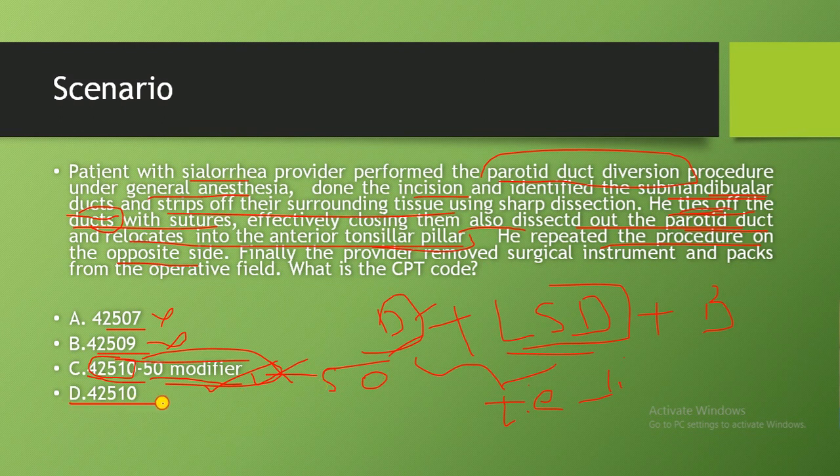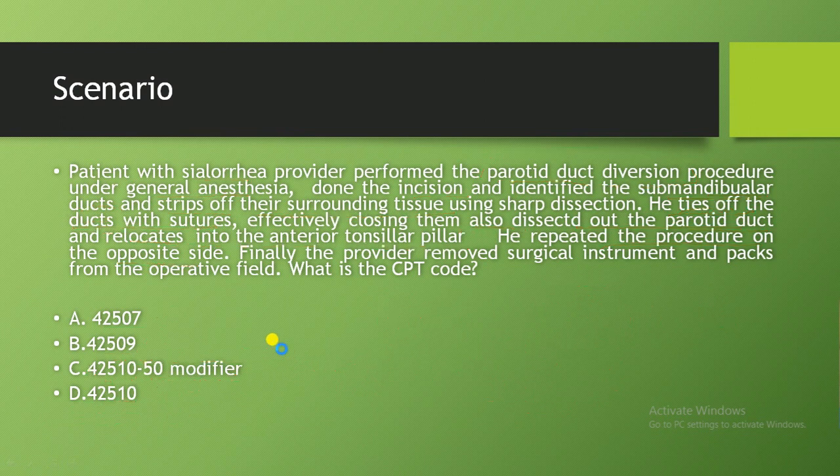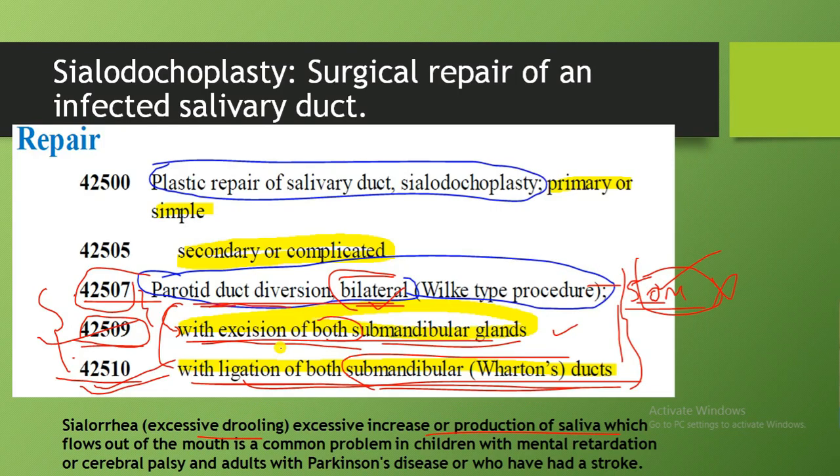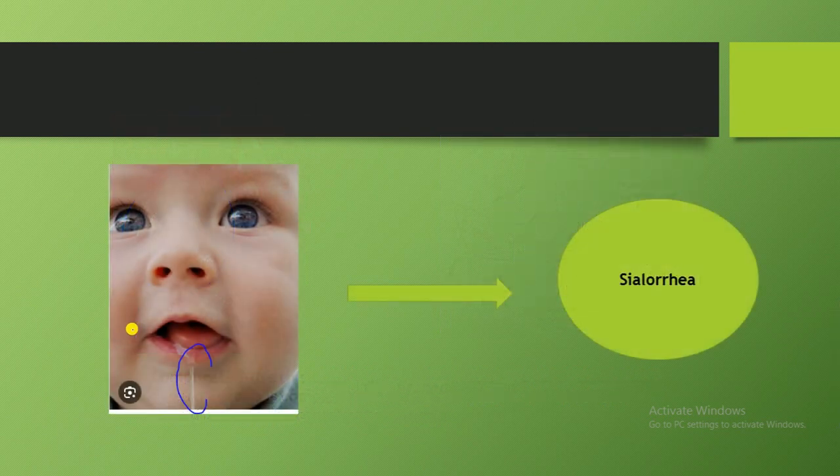So we'll see option D, which is the same CPT code 42510 with no modifier. So this is the correct option. The correct option is 42510 with no modifier. Like this we have to assign the CPT code. We also have to see the modifiers, when to append and when not to append. So this completes the repair procedures on the salivary ducts and the glands. We'll see other procedures in the next session.